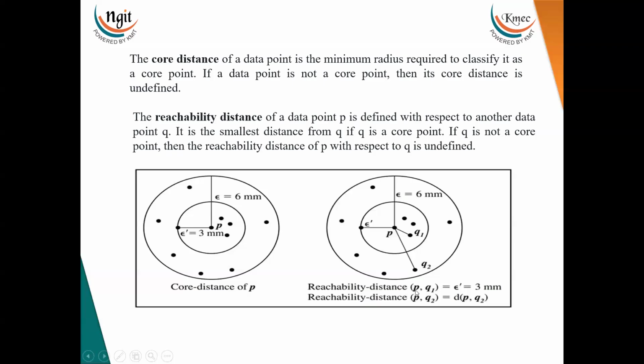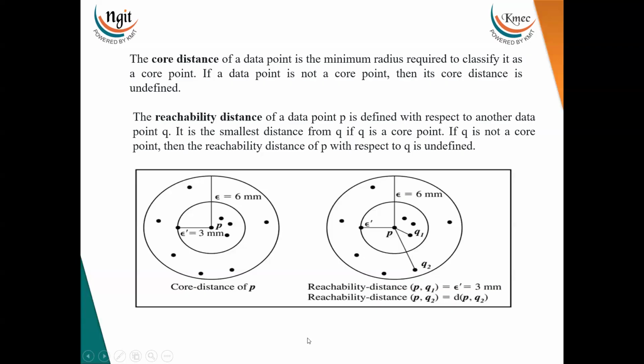So if you want to find the reachability distance from P to Q1, it is within the radius. Here the epsilon radius is given as 6 mm, and here we have 3 mm. Now the reachability distance from P to Q1, where Q1 is also a core point, having the radius of 3 mm. Now suppose you want to find the reachability distance from P to Q2, we basically consider the maximum value of the core distance and the distance between P and Q2.